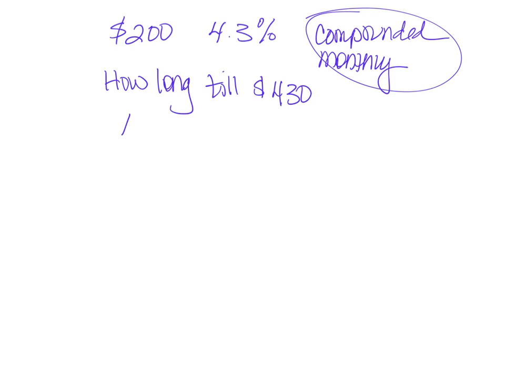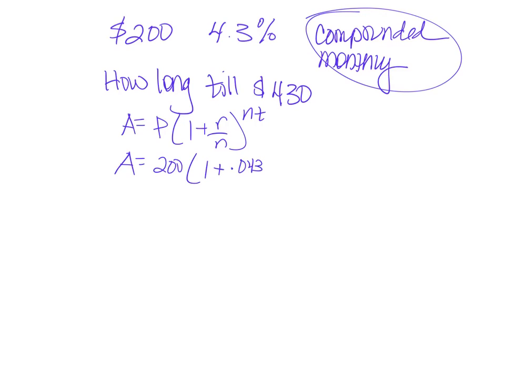Compounded monthly tells me I need the other formula. It helps to write it down every time. My principal amount is 200. My rate is 0.043. My n is 12. That is the part that is new. Now, from here, I want to know when it's going to be $430.